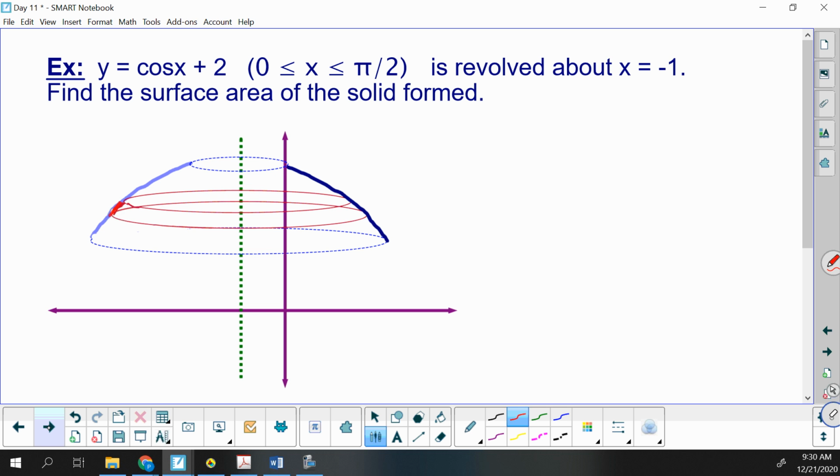So our basic setup, again, is we're going to do 2 pi with an integral and then a radius times the arc length. Because this is in terms of x's, maybe we'll just stick with x's. So I have 2 pi, our integral. They told us we're going from 0 to pi over 2. So let's look at our radius.